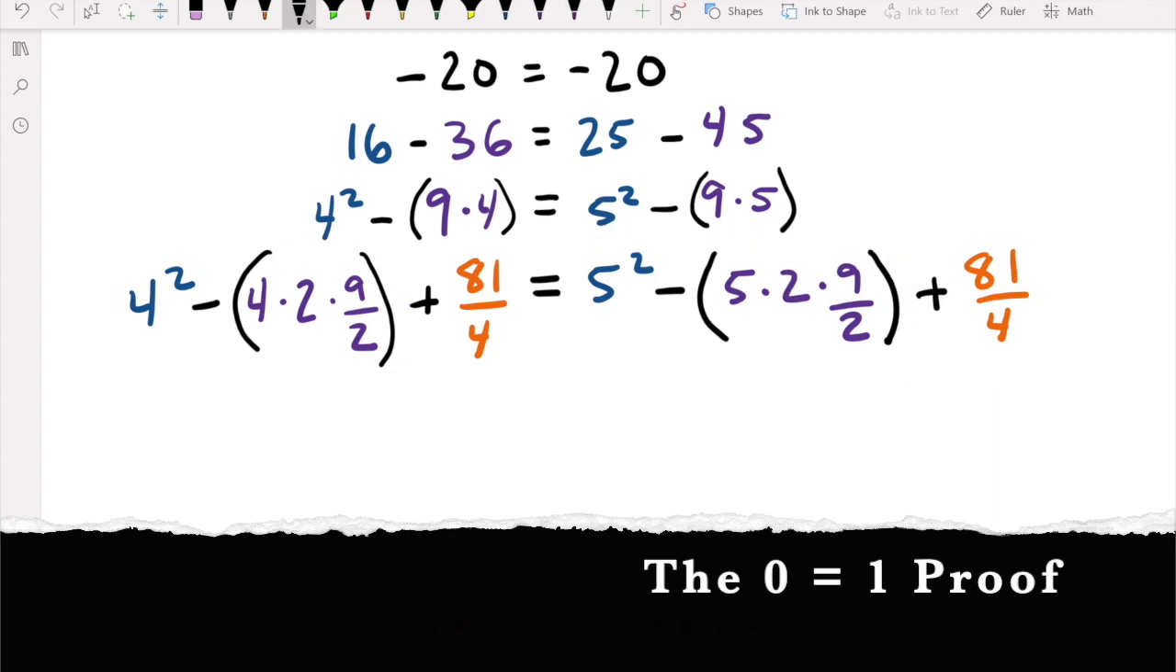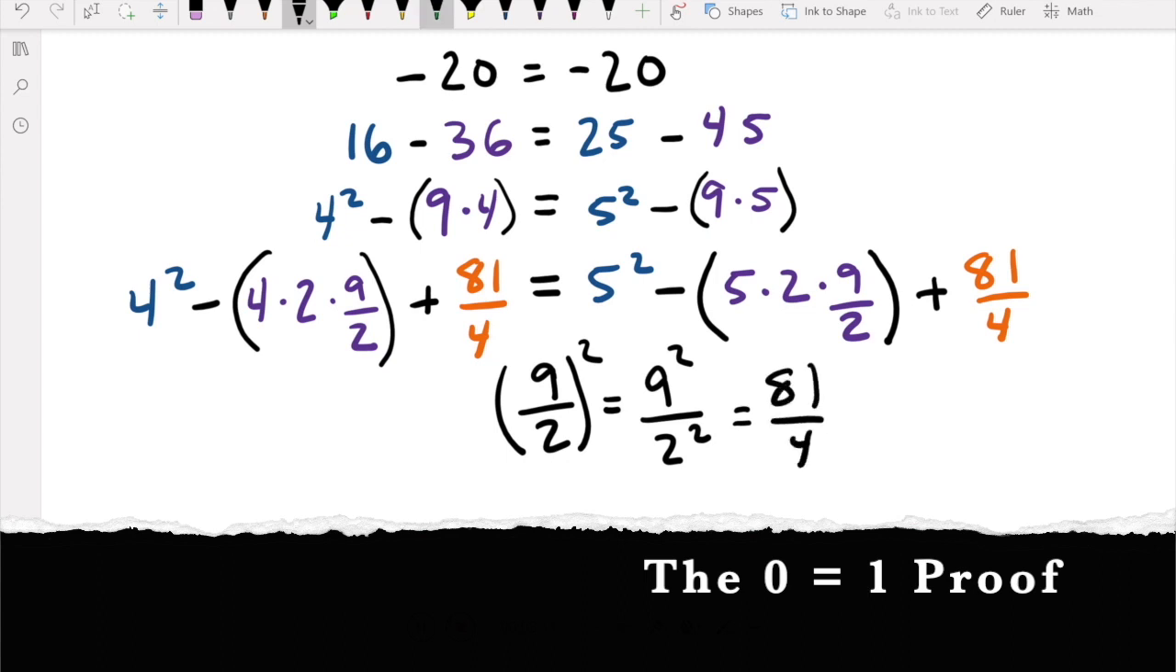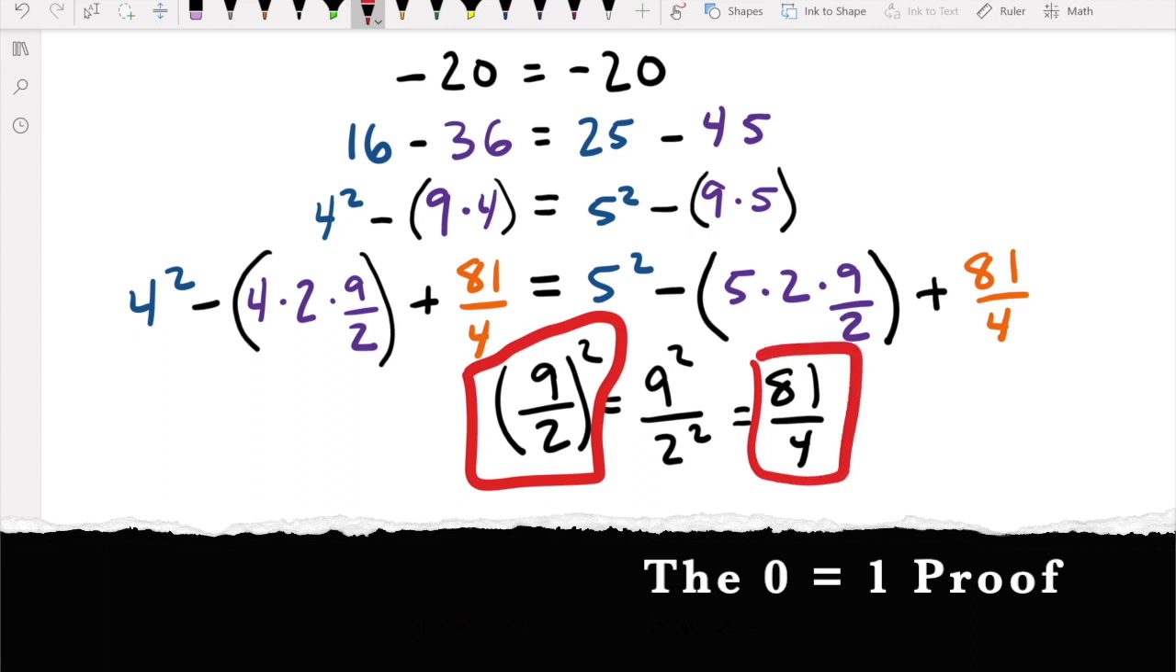Now I'm going to change 81 fourths into 9 over 2 squared. So 9 over 2 squared, mathematically, it's the same as 9 squared over 2 squared, which is the same as 81 over 4. So mathematically, this right here, and again, if you don't trust me, take a calculator, is identical to that. There is no difference, they're the same number. So I'm going to erase 81 fourths on both sides, and I'm actually going to add 9 over 2, and I'm going to square it. And I did the same to the right side.